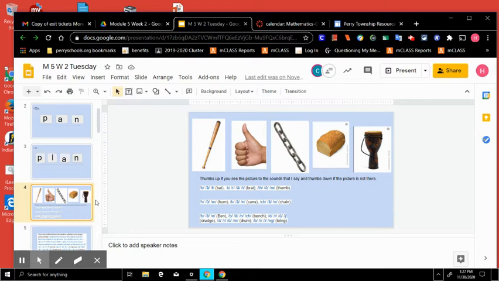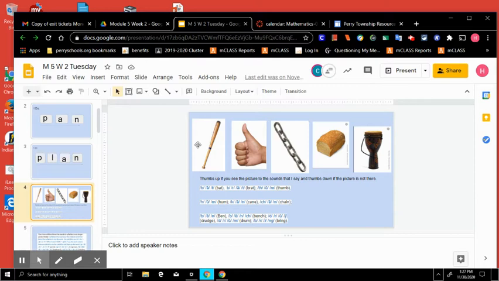Thumbs up if you see the picture for the sounds that I am saying. So if I said the word bat, bat, you're going to give a thumbs up because I see the picture of the bat right here. Bat. What if I said mm? Take a minute and pause your computer and see. Do you see a mm? I hope you see one.